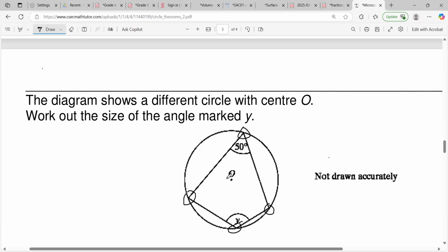I look if I can see an angle at the center versus an angle at the circumference. I look if I see an alternate segment, and so on. I look if I see a tangent and a radius. So once you know each rule, you can look and see if you see that. And then you can start putting them in.